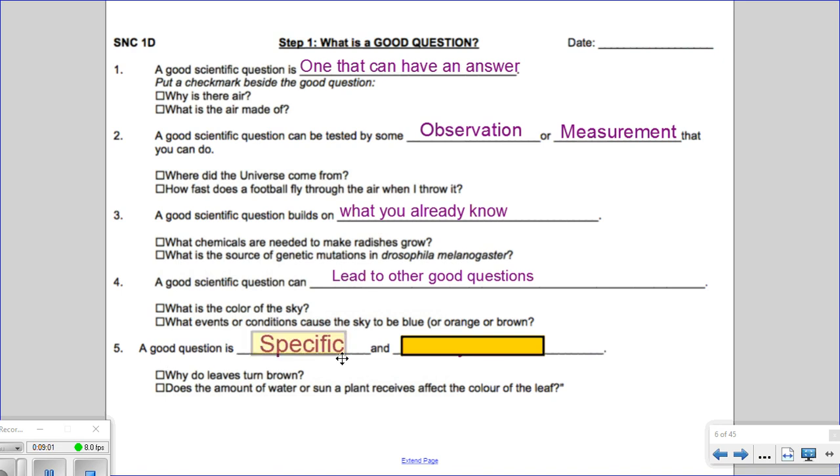A good question is specific and clearly worded. So why do leaves turn brown versus does the amount of water or sun a plant receives affect the color of the leaf? Here we have a very general question about why do leaves turn brown versus this very specific question here.